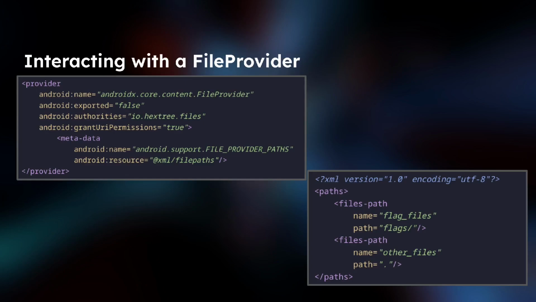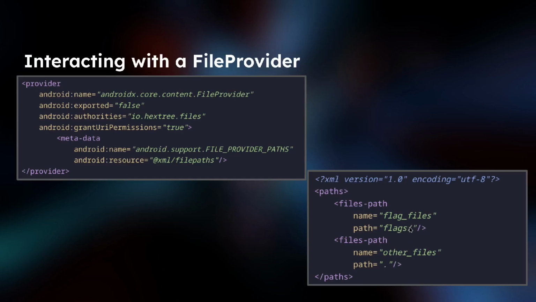So in this example, you can see the authority, the permissions, not exported. And then it's also referencing this metadata tag for this file provider path, and then it's referencing this file paths file in the XML directory. If you go look there, you can see it's declared two file paths. One is flag files, and it's at the flags/ path, which will start by default in the application's directory. It's like data, the app name, and then some directory, and that's where it is. So it has other files with a dot and then flag files.